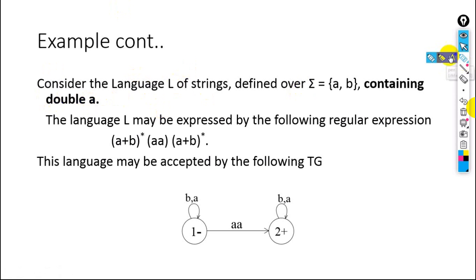Look at this, what we have. We have at the start any letter you can have. (A plus B) whole star means any letter. (A plus B) whole star means any letter at the end. But at the middle there must be double A. Yeah, it must contain double A. Contain means that double A must be in the middle. There may be any letter at the start or maybe any letter at the end, but there must be double A in the middle.